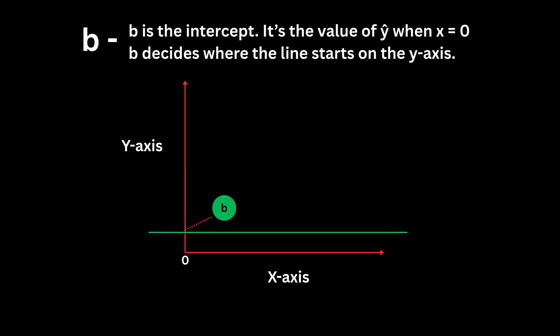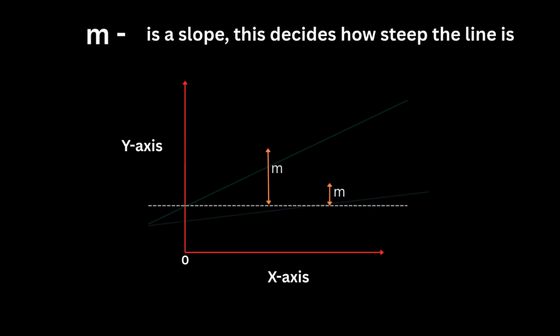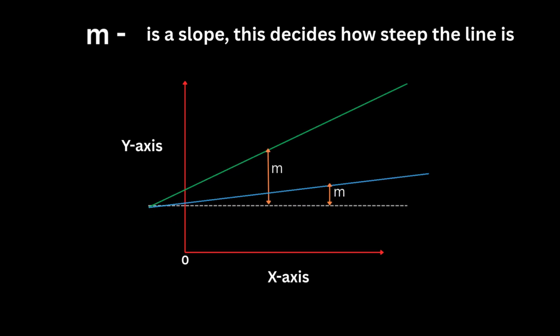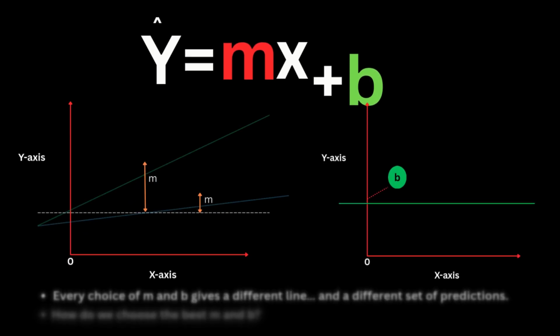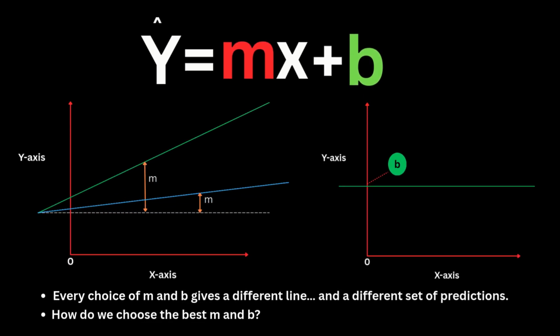Now the slope, m. This decides how steep the line is. If m is large, the line rises quickly. Price increases a lot when size increases. If m is small, the line rises slowly. So m controls the tilt and b controls the vertical shift. And here's the big idea. Every choice of m and b gives a different line and a different set of predictions.